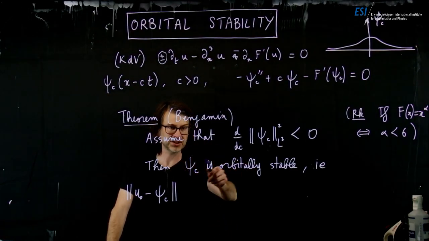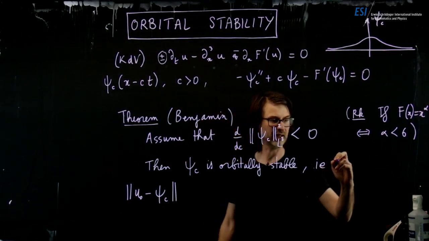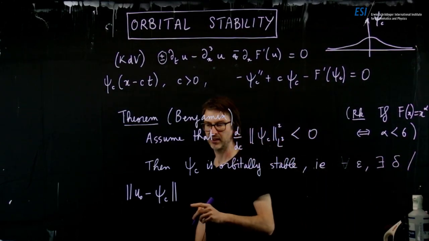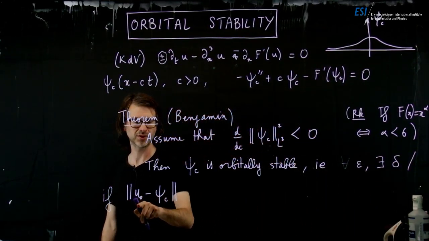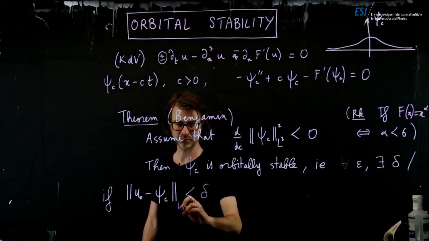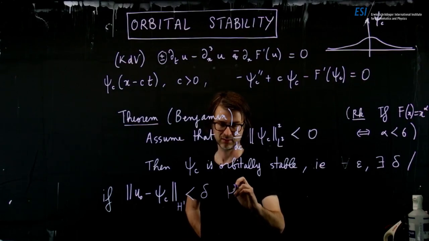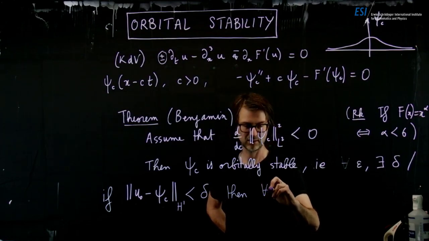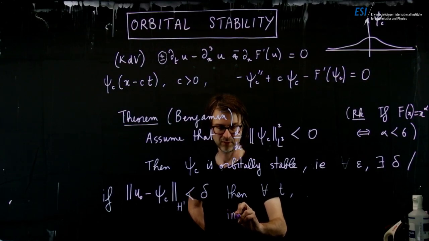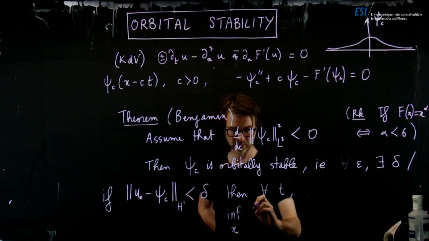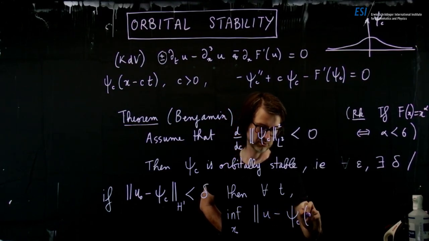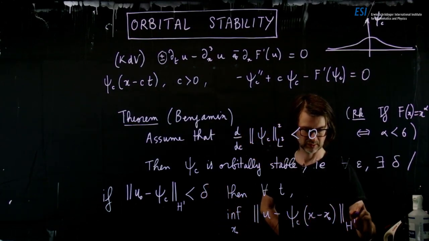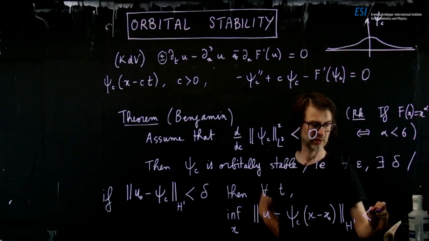Right, so then under this condition, psi c is orbitally stable, i.e. for any epsilon, there exists delta such that if u naught minus psi c is less than delta, and this is in H1, then for any time t, the infimum over x naught is less than epsilon.